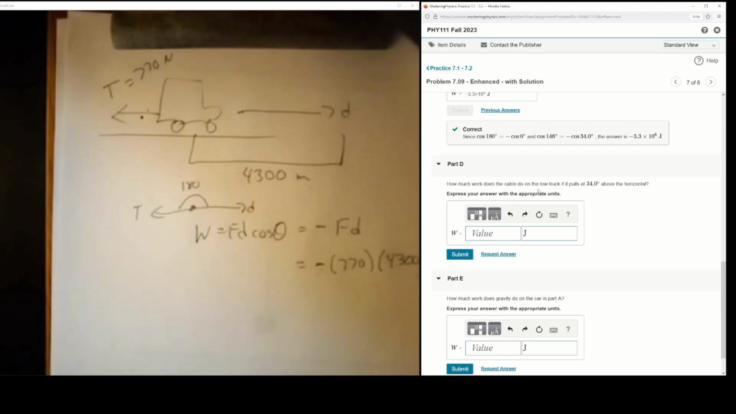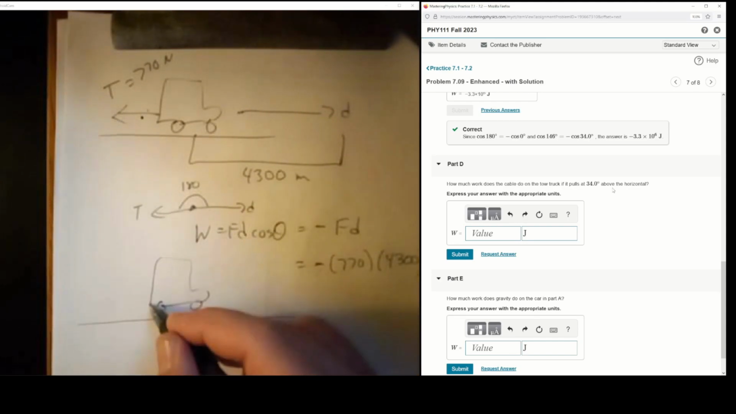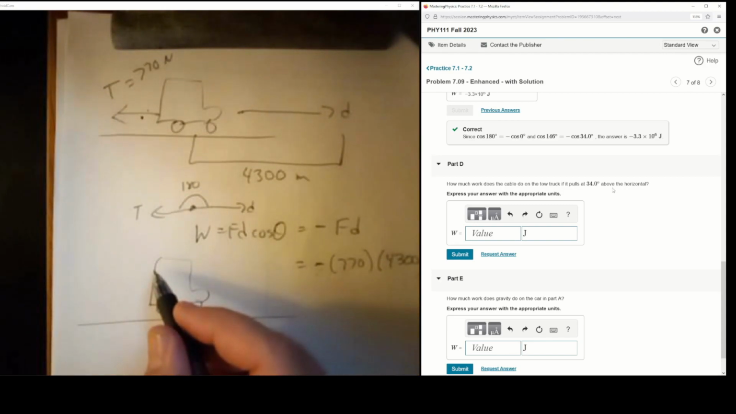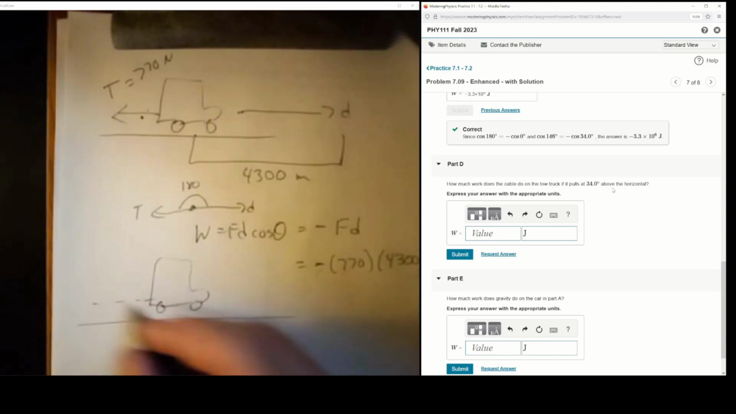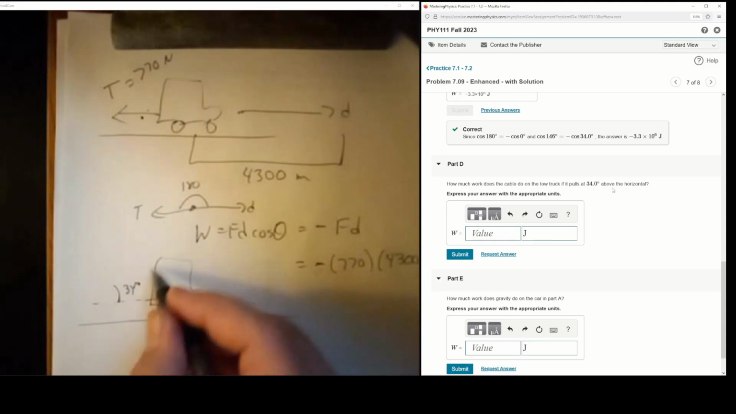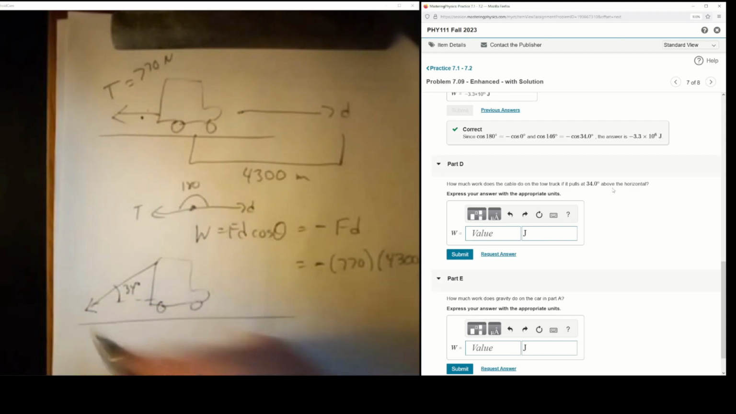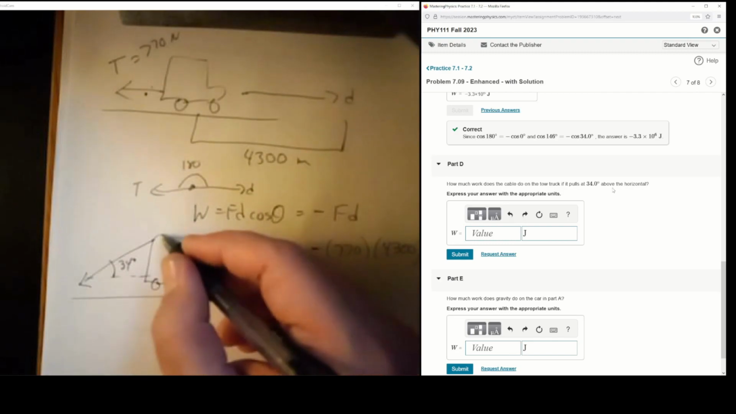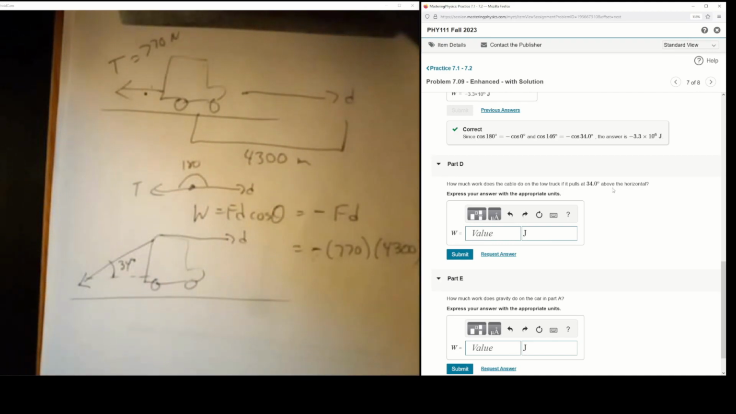Part D, how much work does a cable do on the truck if it pulls at an angle above the horizontal? So now we got our truck, and it pulls at 34 degrees above the horizontal. So here's the horizontal. Here is 34 degrees, which means then the tension is something like that. Our displacement is still to the right.